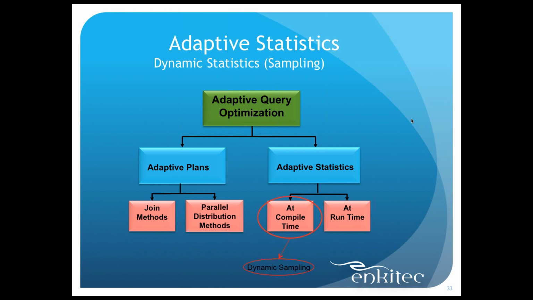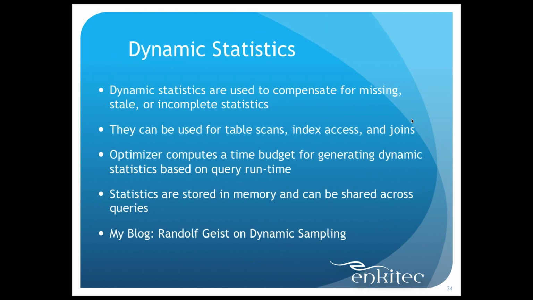Let's move over to the adaptive statistics side, and talk first about dynamic sampling, which is called dynamic statistics now. You're probably familiar with dynamic statistics already in 11g. The idea in 11g was to make up for missing statistics primarily. It could be used for table scans and index access. In 11g, in 12c we can also use it for joins.